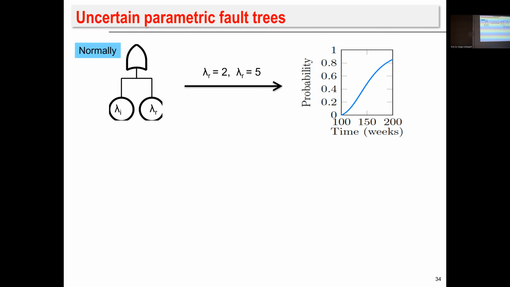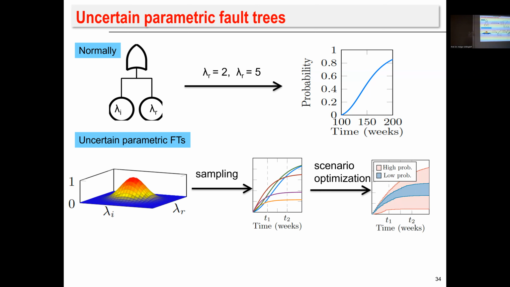This is how it works. Normally you have your fault tree, for instance this parameter equals 2, that parameter equals 5, and then you obtain a probability. But with uncertain parametric fault trees, you assume those rates themselves are governed by probability.